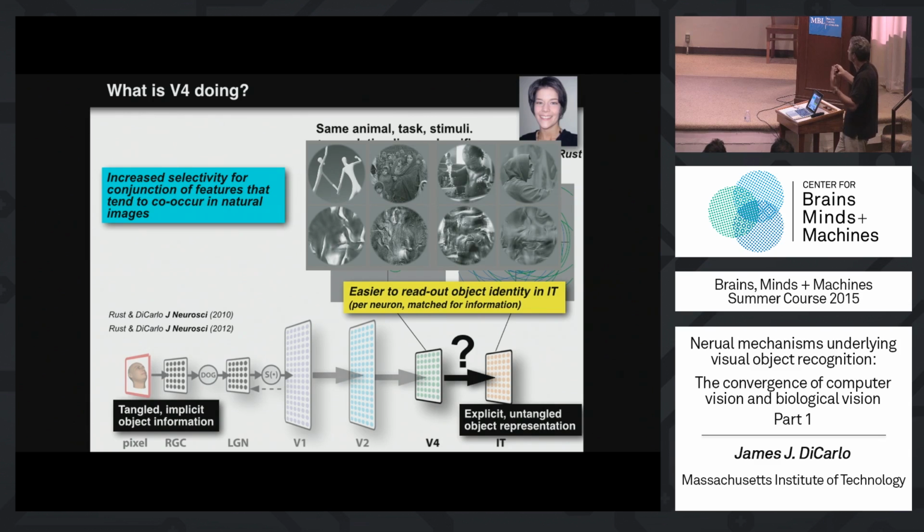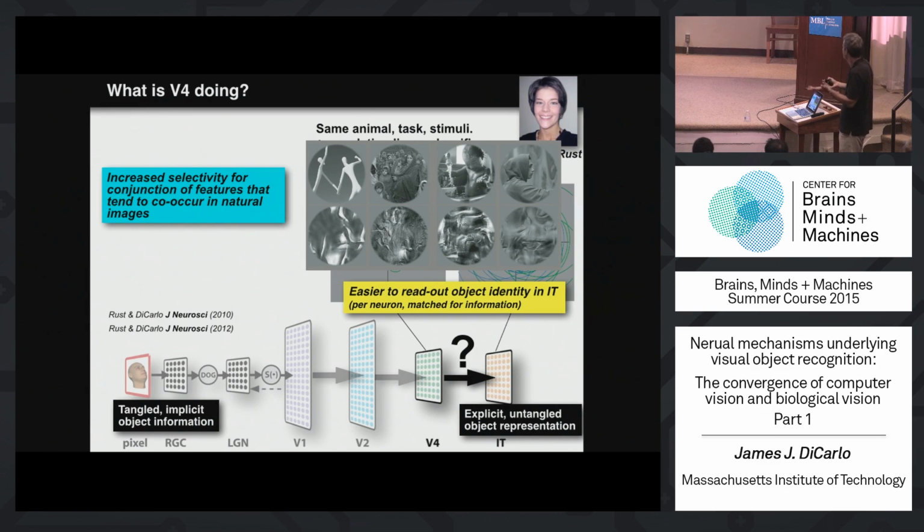It responds similarly as a population to this and this and this. But IT cares a lot about this versus this. So this is just repeating the same theme: the general idea that you have operators that we think are aligned along the ventral stream that are tuned to the kind of statistics that you tend to encounter in the world. And these are some of the evidence.